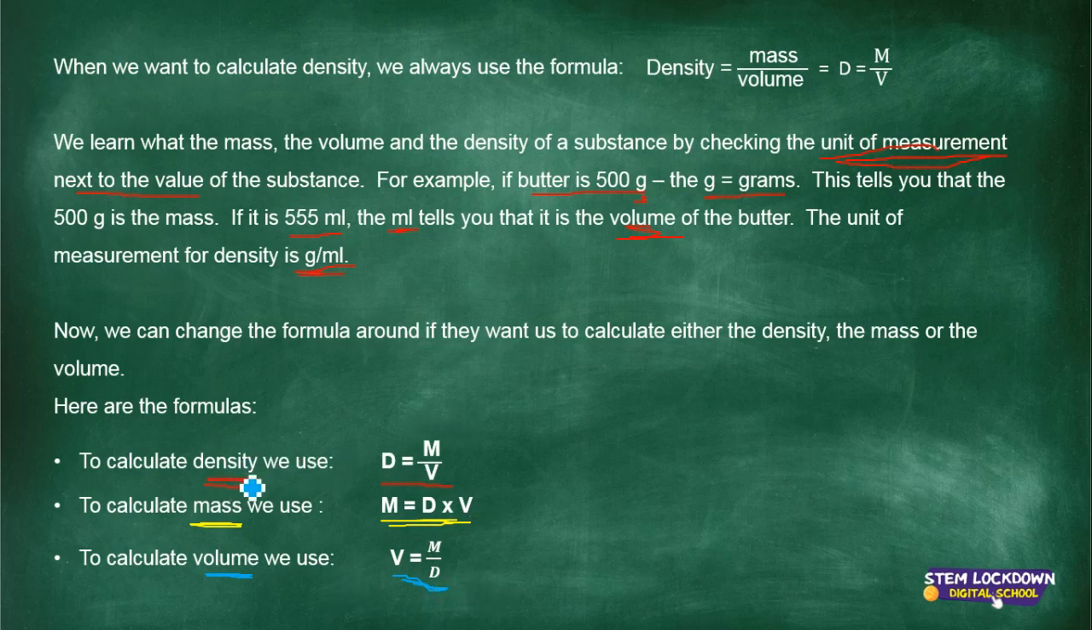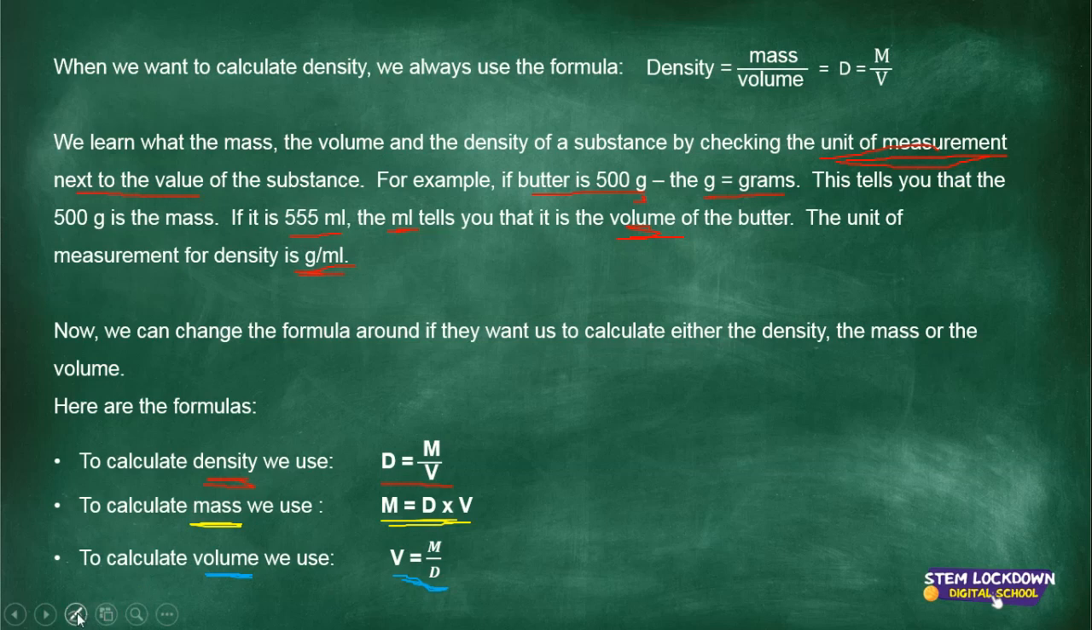So I'm going to repeat: D for density is mass over volume; M, which is mass, is density multiplied by the volume. And to calculate the volume, V is equal to M divided by D, mass divided by the density.